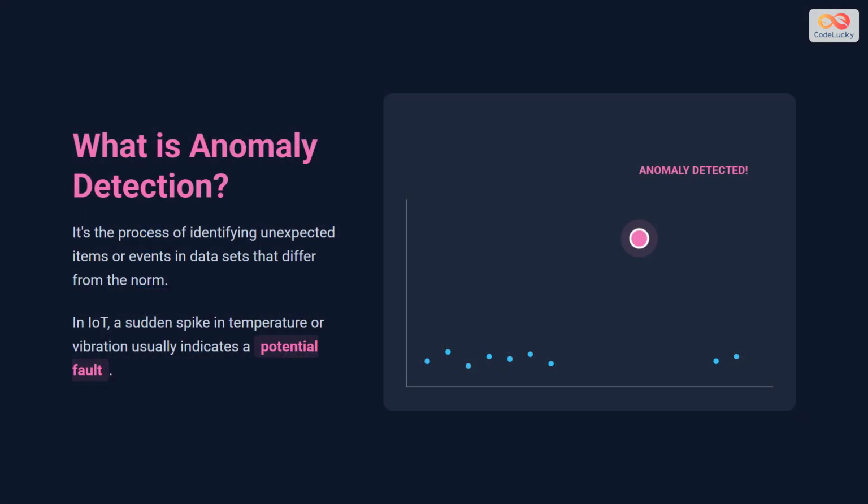A core concept here is anomaly detection. Imagine a machine usually vibrates at a steady low frequency. Suddenly, that vibration spikes. That spike is an anomaly. Machine learning models are excellent at establishing what normal looks like, so they can instantly flag anything abnormal that might indicate a loose bolt or a wearing gear.